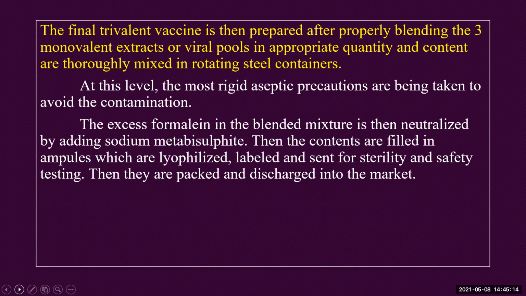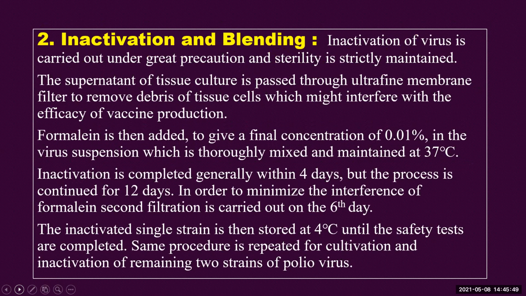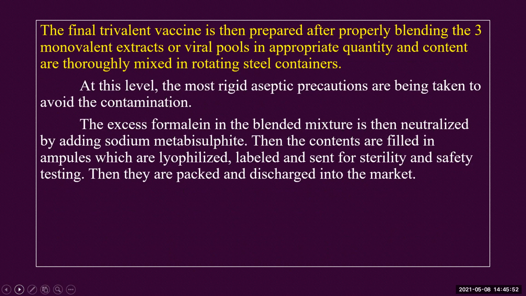The final trivalent vaccine is then prepared by properly blending the 3 monovalent extracts or viral pools in appropriate quantity, and the contents are thoroughly mixed in rotating steel containers. At every level, most rigid aseptic precautions are taken to avoid contamination. Excess formalin present in the blended mixture is neutralized by adding sodium metabisulphite, because each of the virus pools after filtration through an ultrafine filter is treated with formalin and incubated for a period of 12 days to inactivate the virus. Then on the 6th day, we again filter to remove the effect of formalin.